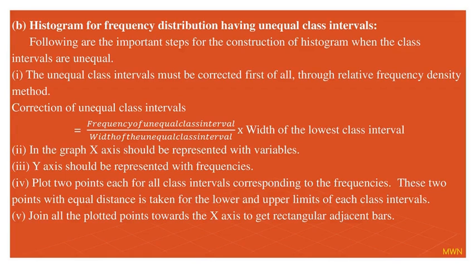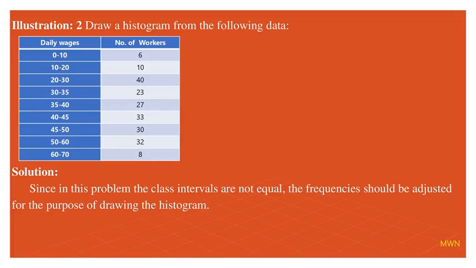Then a histogram for unequal class interval should be converted into equal class interval by adopting a formula: frequency of the unequal class interval divided by the width of the class interval, multiplied by the width of the lowest class interval. Like that, you can get the equal class interval for all. In this example, you can find unequal class intervals, like 35, 40, 30, 35, and in some cases 0 to 10, 10 to 20, like that.